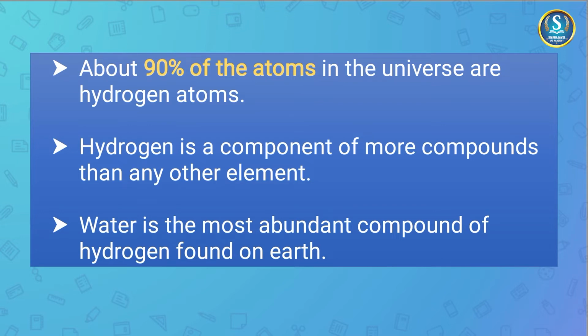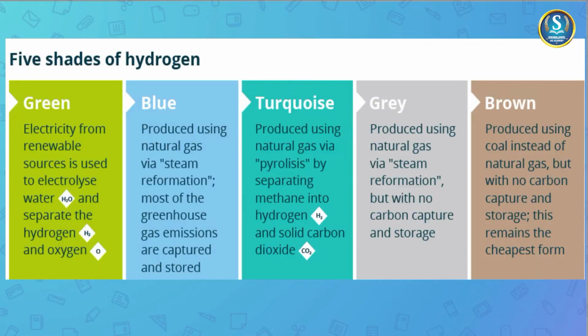Hydrogen is a component of more compounds than any other element. Water is the most abundant compound of hydrogen found on earth. And most of the hydrogen on earth is bonded to either oxygen in water or to carbon. It can be created by splitting water into hydrogen and oxygen. This is the most familiarly used method to create hydrogen.